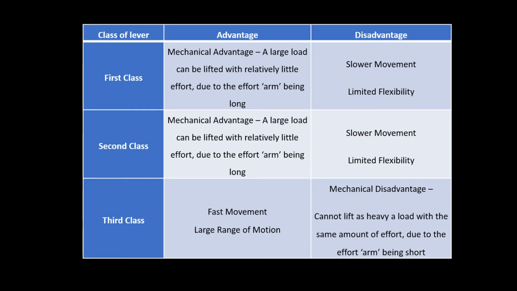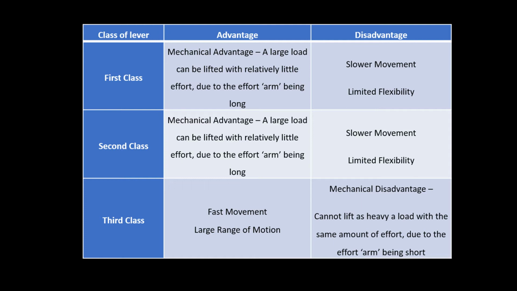The final part of this topic is about mechanical advantage and mechanical disadvantage. Each lever system either has a mechanical advantage or a mechanical disadvantage. First class and second class lever systems have a mechanical advantage. Third class lever systems have a mechanical disadvantage. So if you take a look at the table below, you can see a mechanical advantage is that a large load can be lifted with relatively little effort due to the effort arm of the lever system being long.